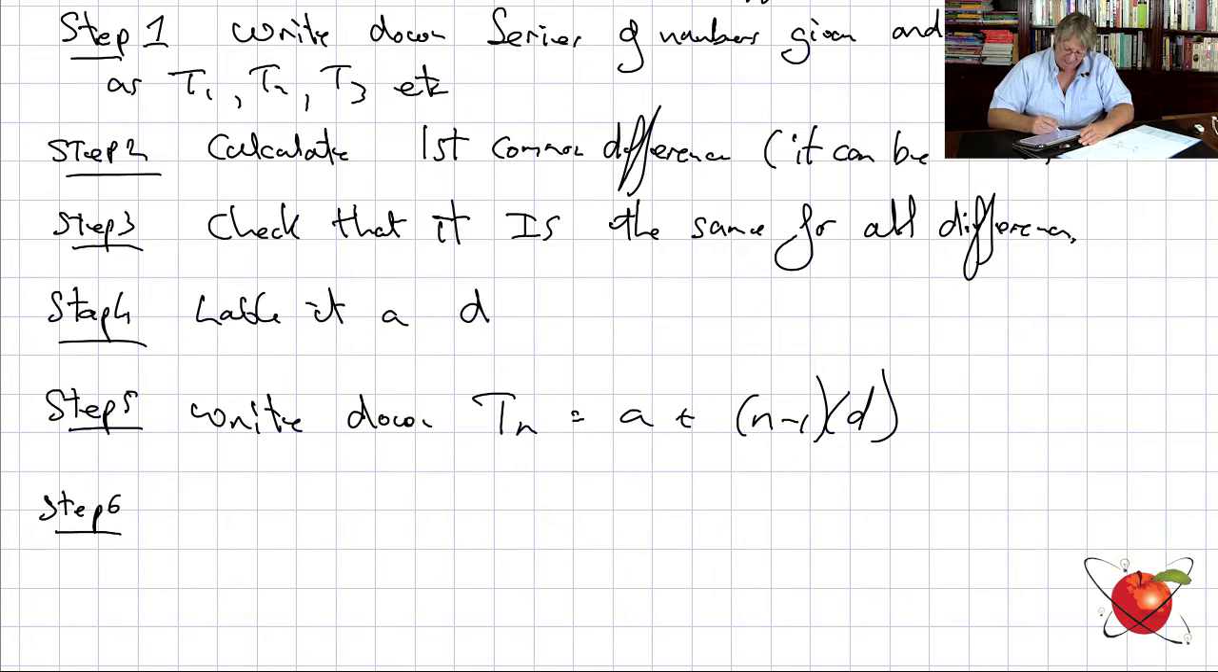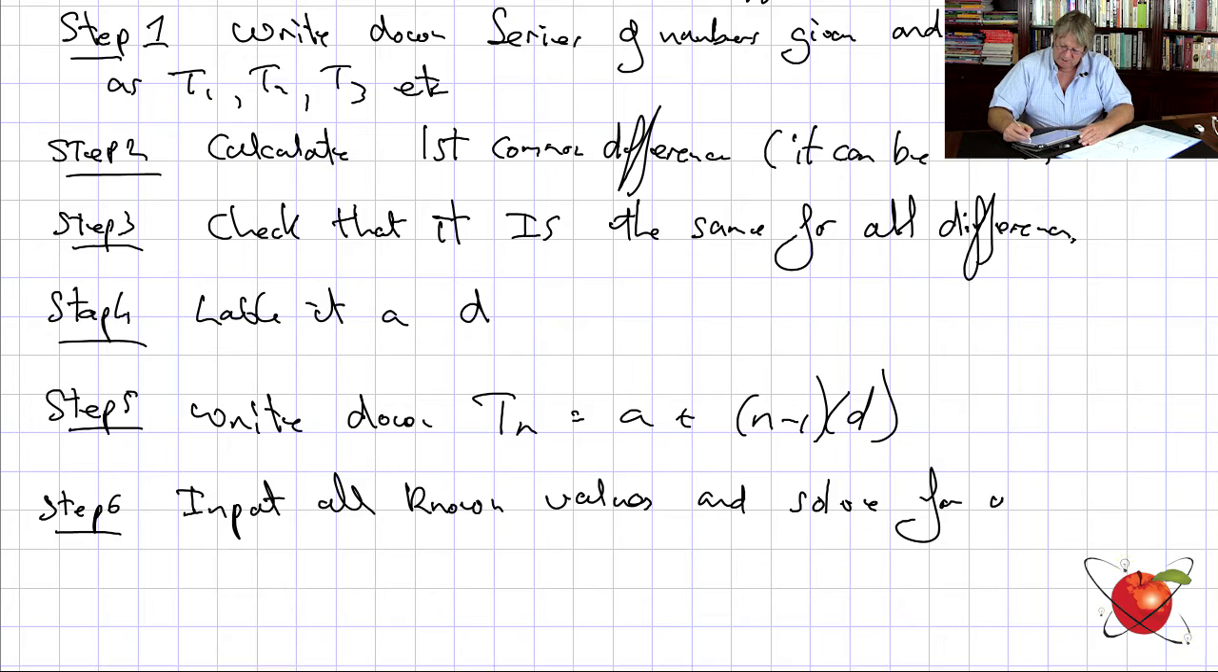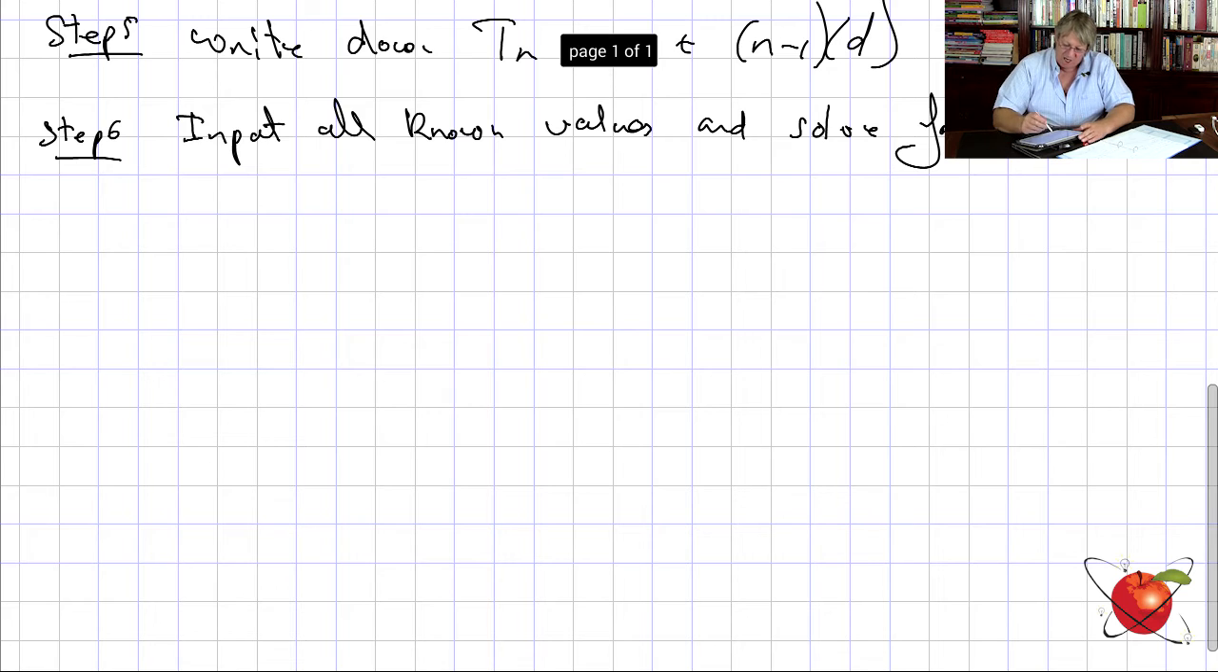Okay? Input all known values and solve for unknown. Okay? Very straightforward, really. Okay, let's have an example here. I've got here, they've said, work out the general term.